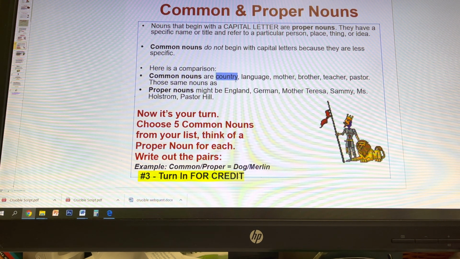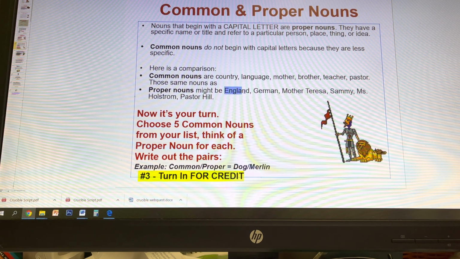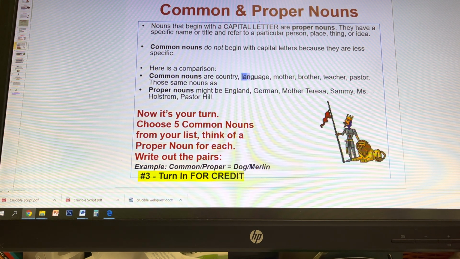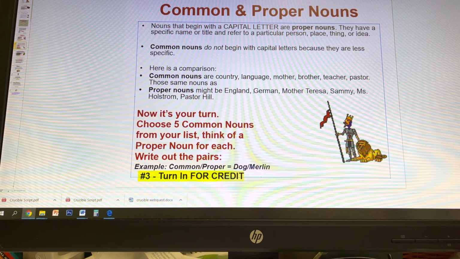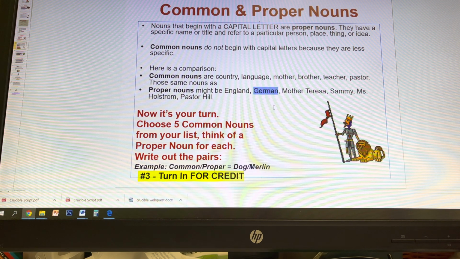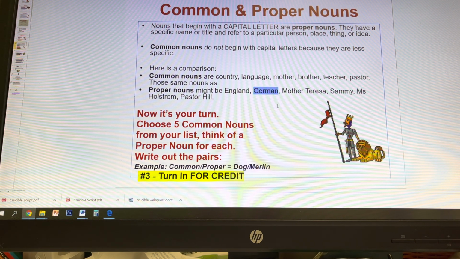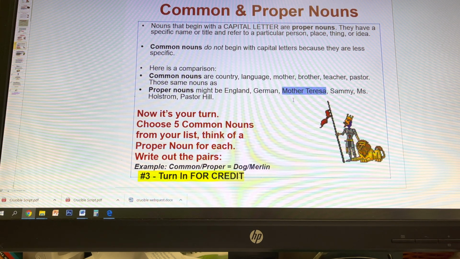So a country is common, but England is specific. Write down a country that you can think of that's not England. Language is common, but if you learn a language, you might learn German or not. Write down another language. We talked about mother. You might be referring to Mother Teresa. I might be referring to my mother Jill, or another mother. So write down a mother's name.